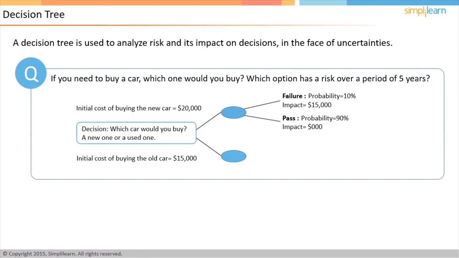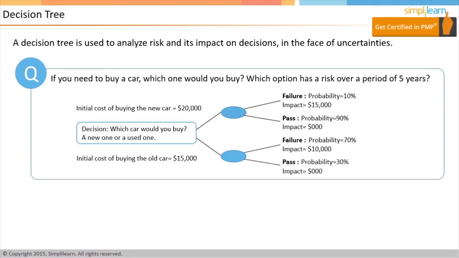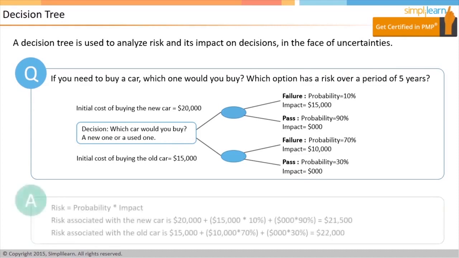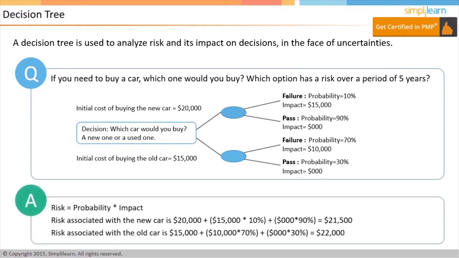An old car has a 70% probability of having a problem. The reason being the probability is high because the car was already used by someone else in the past. However, the impact here is low, say $10,000. If you add probability multiplied by impact of both the options at the decision nodes, you will find buying an old car over a period is more risky than buying a new car.